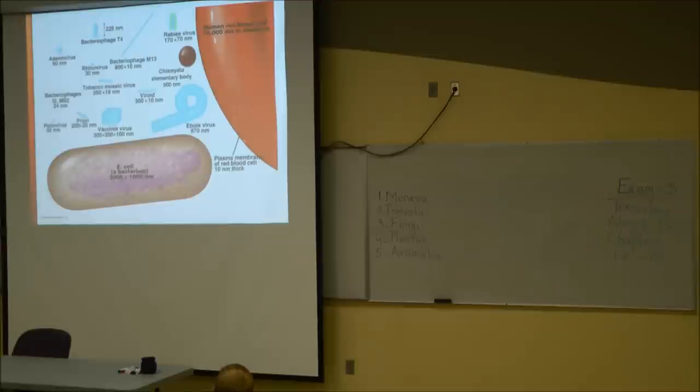Human RBC, look at this, how humongous, 10,000 nanometer. Here's our E. coli bacterium, 3,000 times 1,000. This is one of the largest human virus too, 300 times 200 times 100. Okay, prion, mad cow disease, not a virus, protein, particle of protein, no DNA, no RNA, just particle of protein. How do you grow them? Can't, no DNA, no RNA, so they cannot be cultivated at all.